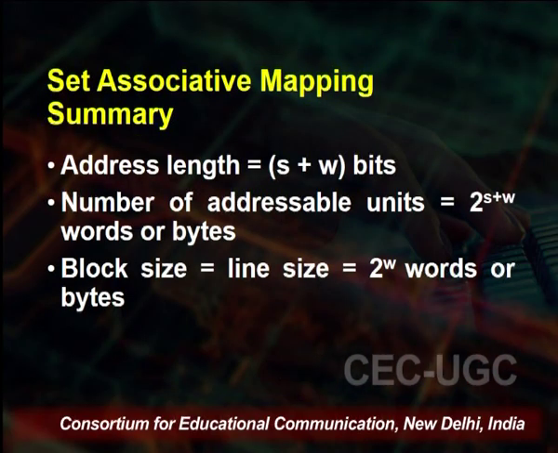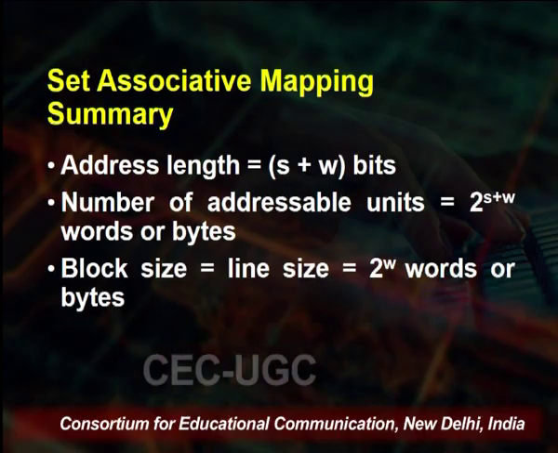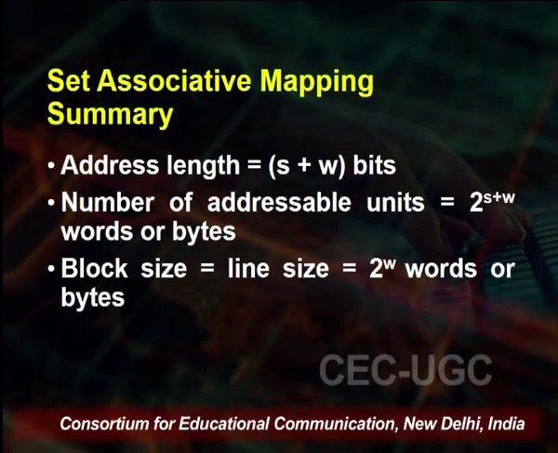So the summary would be: the address length is the same, s plus w bits. The number of addressable units remains the same, 2 to the power s plus w words or bytes, and the block size is equal to the line size, which is 2 to the power w words or bytes, like we had calculated in the associative mapping. It is a similar way of calculating the number of lines, the number of sets, and which line goes where. The tag bits remain the same to identify which cache line is saving which memory block.